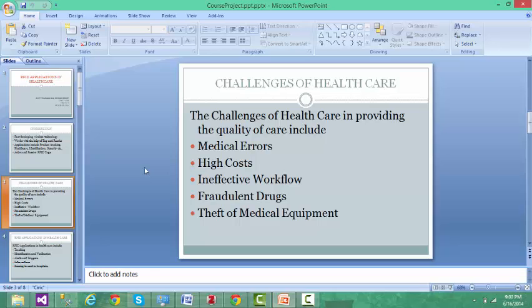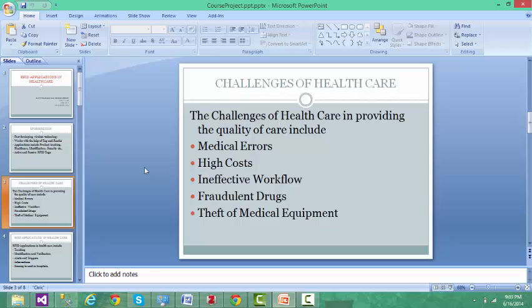The challenges of healthcare in providing quality of care include medical errors, high cost, inefficient workflow, fraudulent drugs, and theft of medical equipment. Coming to medical errors, they are resulting in patient deaths, and every year they are increasing. The deaths caused by medical errors are comparable to the deaths caused by other diseases like AIDS and cancer. Coming to high cost, as healthcare expenses are increasing, hospitals are choosing alternatives to reduce health expenses to improve the quality of care given to their patients.